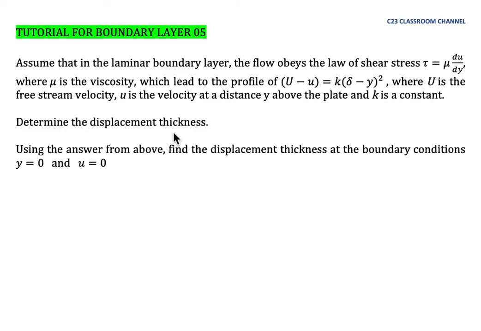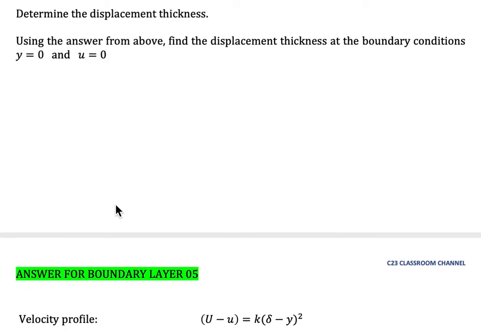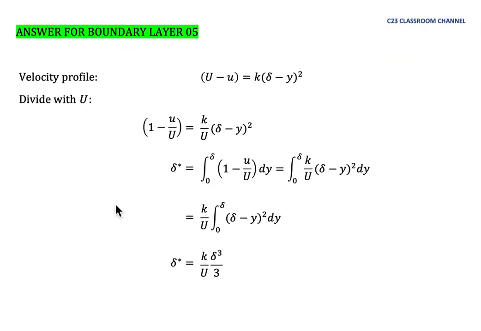Determine the displacement thickness using the answer from above. Find the displacement thickness at the boundary condition, which is y equal to 0 and u is equal to 0. So from this equation, we found that the velocity profile is U minus u equal k (delta minus y) squared. So what we need to do is change this velocity profile into the common velocity profile that we could use in our common equations.